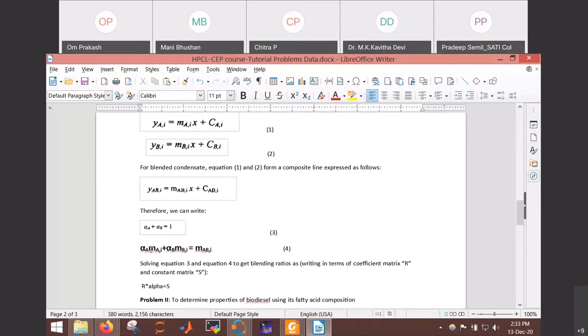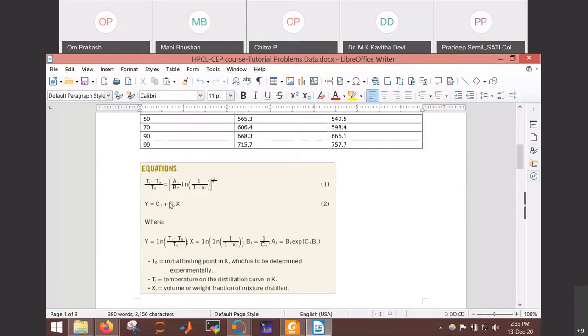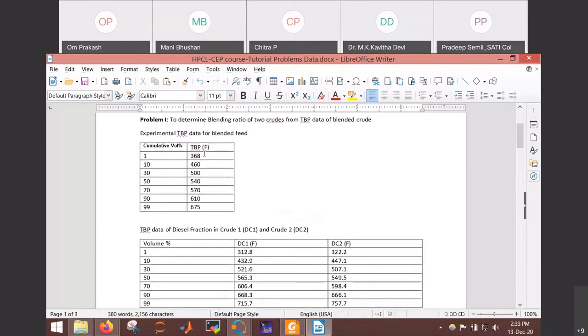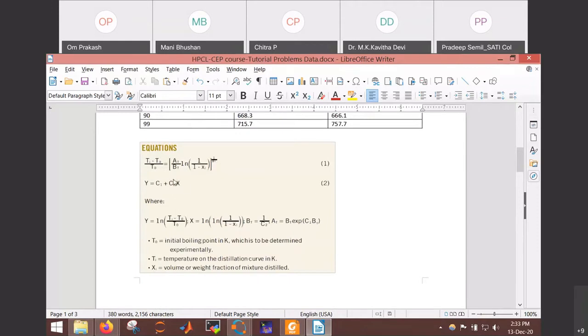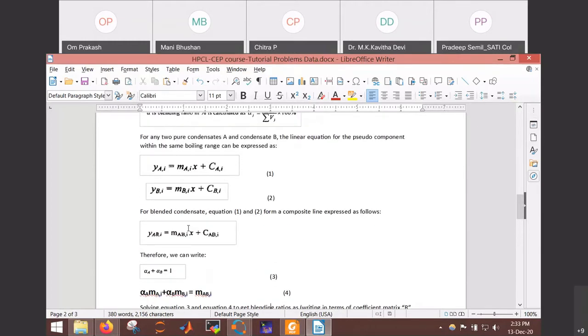So first we have to find the slopes MA, MB, and MAB. This slope, C2, we have to find for each of these crudes: my two input crudes, and the crude which is the mixture crude. So my objective is to find first C2 for each of them, then we can find this alpha. Okay, so this is the problem. I hope this is clear.